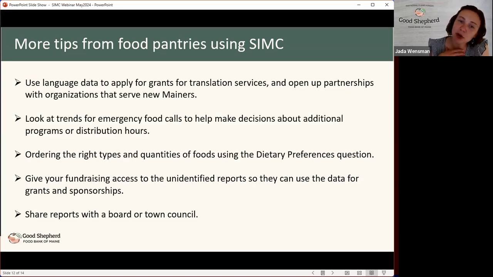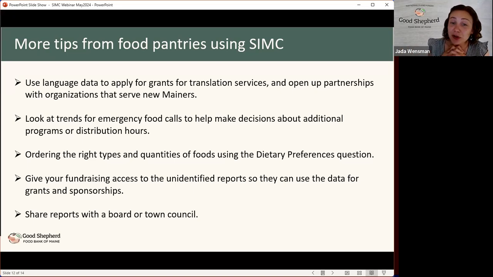Next, look at trends for emergency food calls to help make decisions about additional programs or distribution hours. So if you have a policy where if someone calls the pantry and says, I need food, and you make that available, if you're logging that visit on those days as an emergency visit, you'll be able to see what are those days that were most commonly opening up an extra time for someone. If you're regularly open on Wednesdays, but Thursdays you get about 3 calls a week, maybe that's telling you there would be an opportunity there to add a couple hours on a Thursday regularly to help those folks who can't make the Wednesday. Again, just having that information over time.